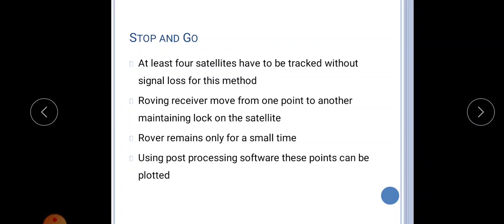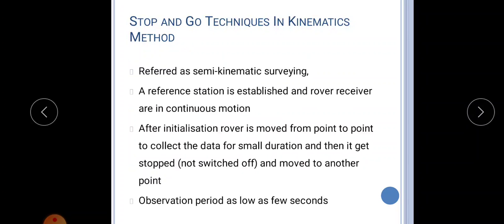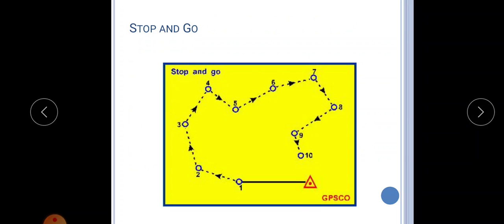And there should be at least 4 satellites without signal loss for this method. Okay, and the roving receiver moves from one point to another, and this rover will be maintaining lock on the satellites, and the rover remains only for a small time, that is 5 to 20 minutes, and using post-processing software, these points can be plotted. So this is the procedure of the stop and go kinematic method. Okay, so we can explain using this figure.